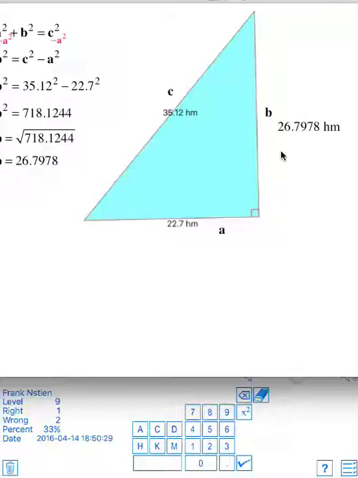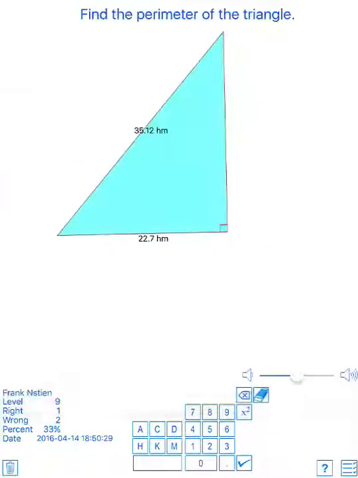All right, so the perimeter is just going to be adding up all the sides of the triangle. So the perimeter is the distance around the outside of a figure, and so I'm going to start with my A, and then I'm going to add the B, and then add the C, like this. 22.7 plus 26.7978 plus 35.12. What does it give you? Hectometers. All right, back to the app. 84.6178.